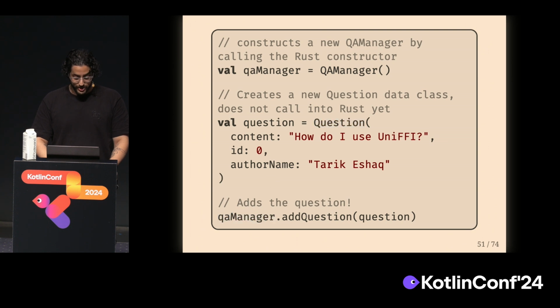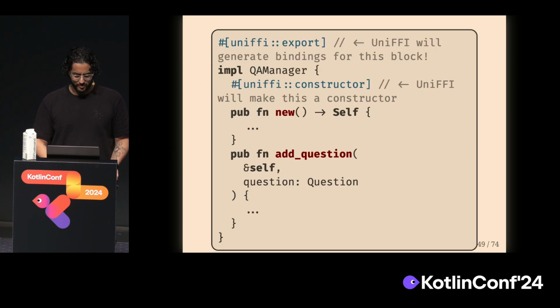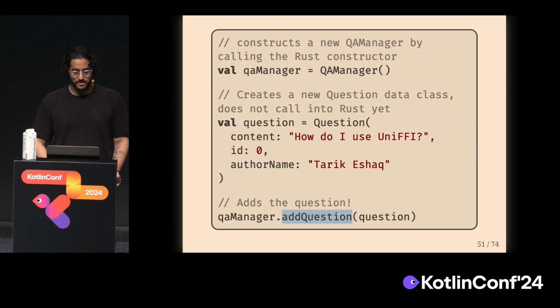And then when you add a question, you're calling it as if you're calling any other Kotlin function. Uniffi is even smart enough to try to convert conventions for you, because if you look back here, add question moved into camel case, which is the convention in Kotlin. So that's sweet, and this will cross the FFI. The constructor as well will cross the FFI. You don't even need to think about what's going on underneath.